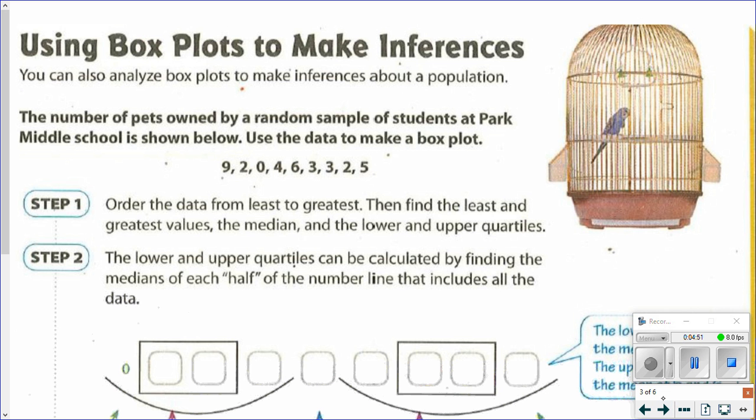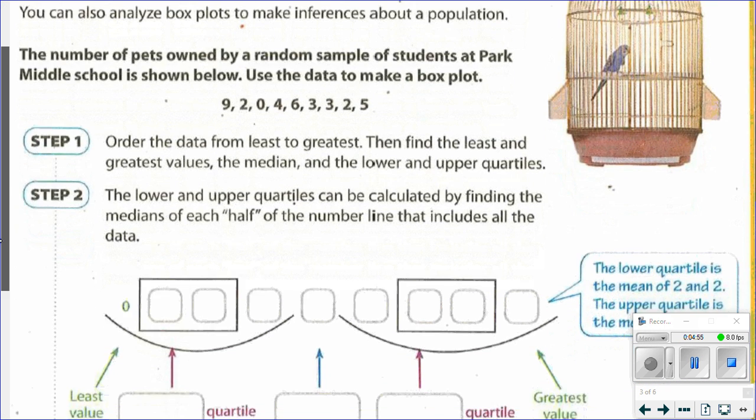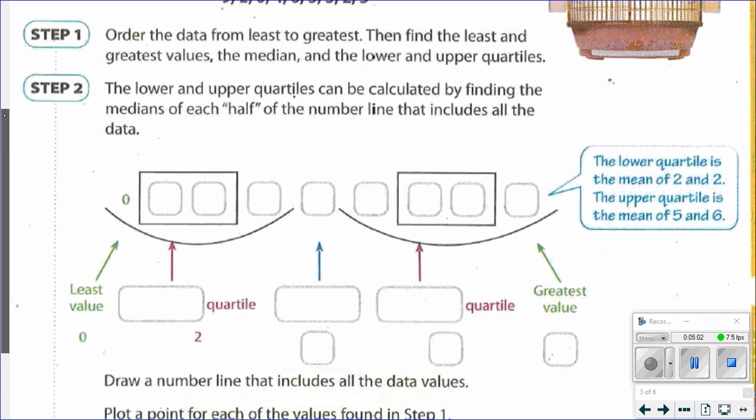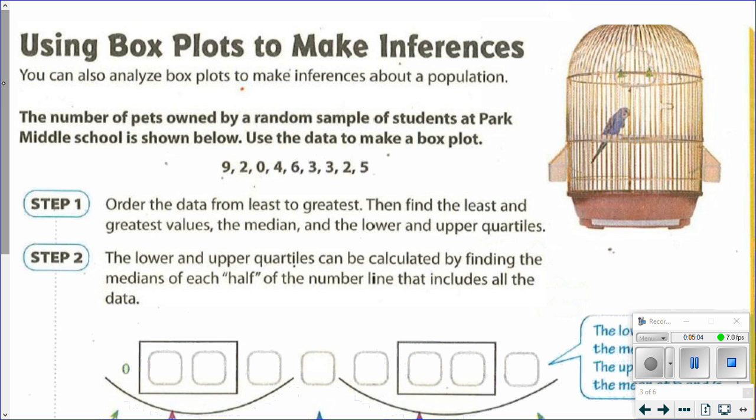All right, so now let's do the same thing with box plots. So in a box plot, the first thing to do is to put your numbers in order from least to greatest. So we're going to put the numbers in order from least to greatest down here in these boxes.